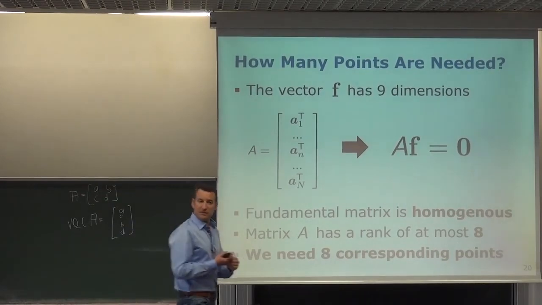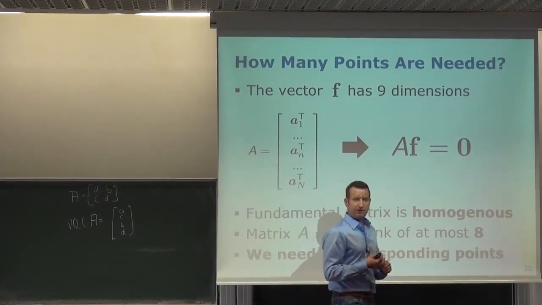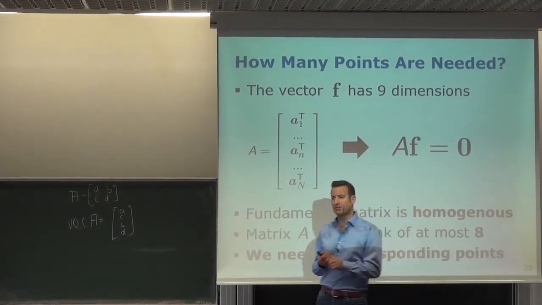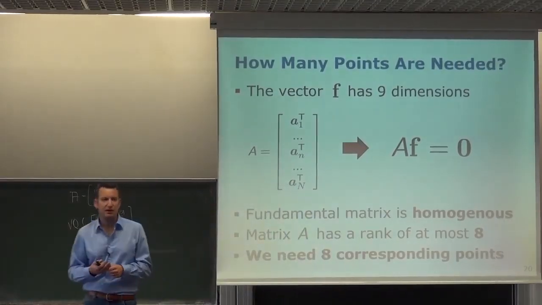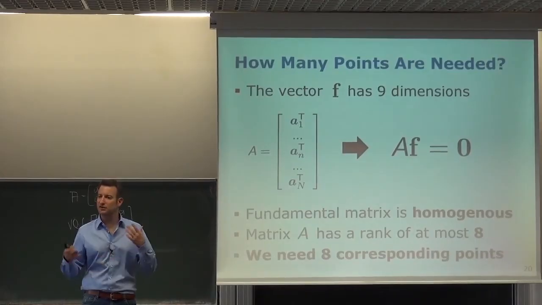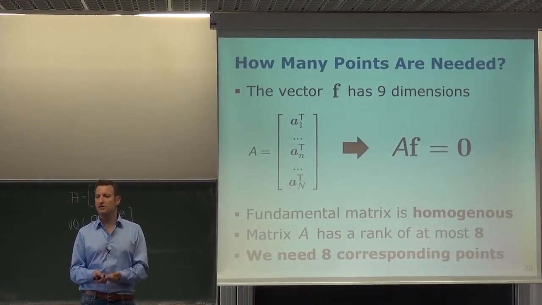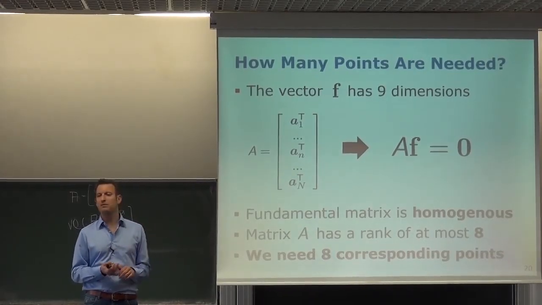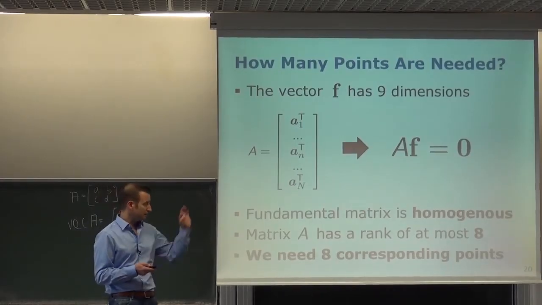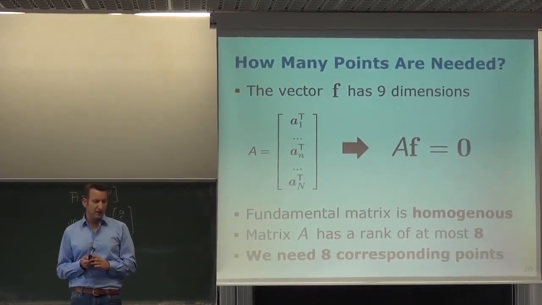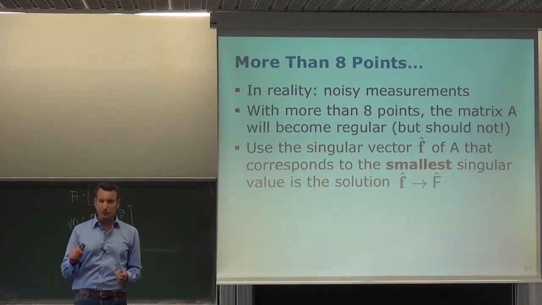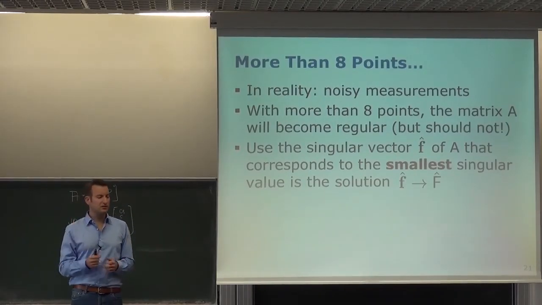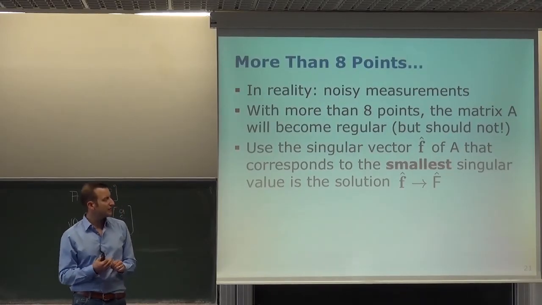Okay, but if I have 8 corresponding points, that's fine, but I may have more corresponding points. And the more corresponding points I have, the better my estimate of the fundamental matrix should be, because there's always noise involved. The locations of these corresponding points are never perfectly determined. So in reality, we have noisy measurements. We cannot locate with infinite precision the individual corresponding points in our images.